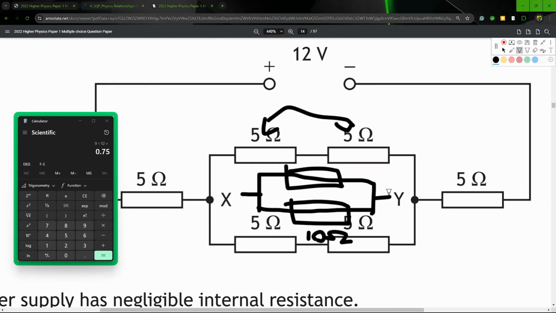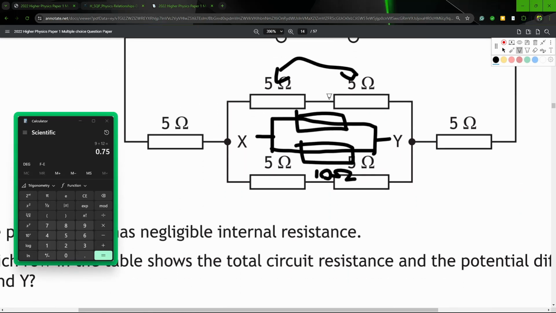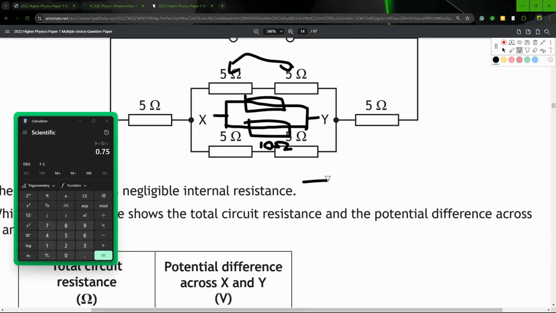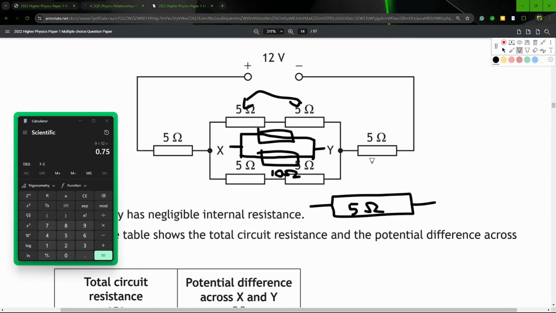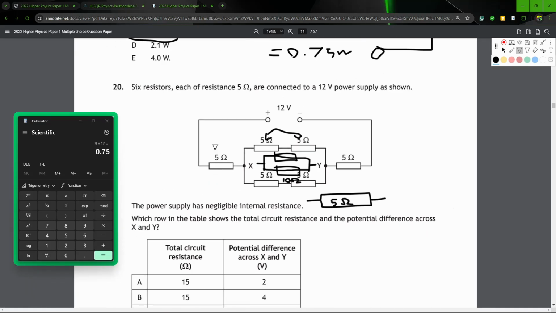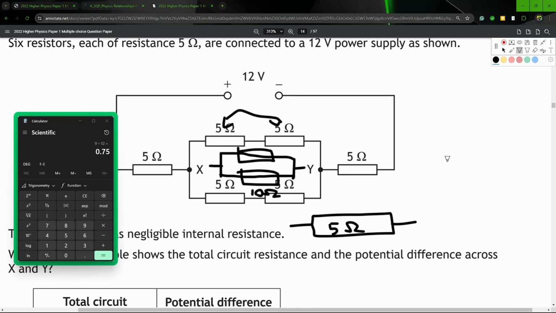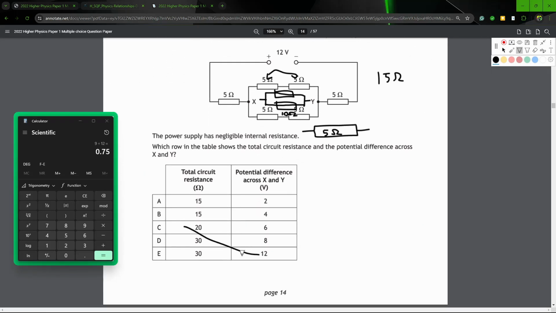Right, and then since 2 10 ohm resistors are in parallel with each other, this can actually be represented as just a single 5 ohm resistor, because they're parallel, you divide by 2. That's a fun hacky way. So that means we have 3 5 ohm resistors, and so total resistance would be 15. Okay, so get rid of these 2. We just need to figure out the potential difference between X and Y.